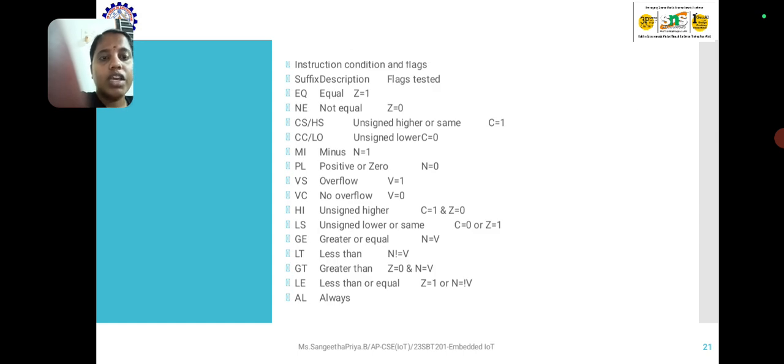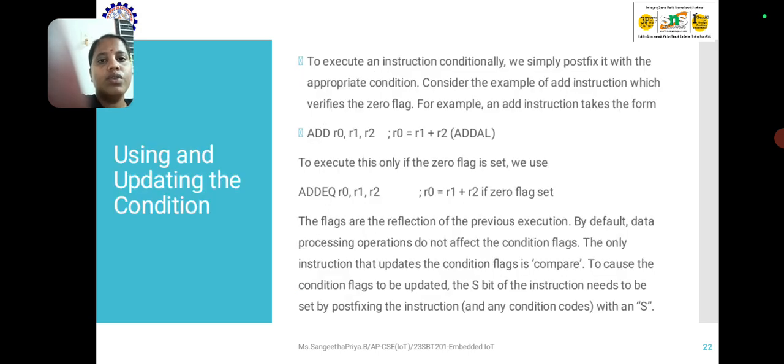This is the list of condition abbreviations which we use in the ARM instruction set. EQ means equal, NE means not equal, CS or HS means unsigned higher or the same, CC or LO means unsigned lower, MI means minus, PL means positive or zero, VS means overflow, VC means no overflow, HI means unsigned higher, LS means unsigned lower or same. GE means greater or equal, LT means less than, GT means greater than, LE means less than or equal, AL means always.